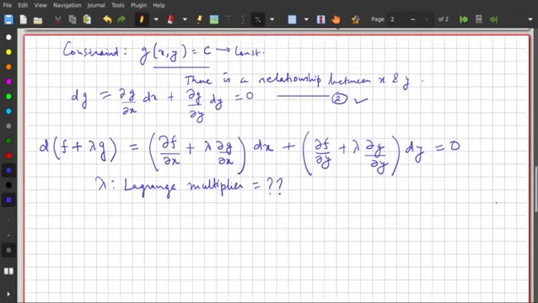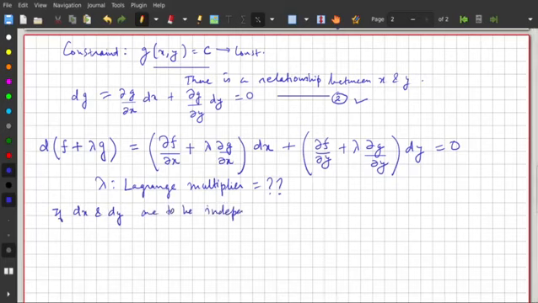Okay, and that is a Lagrange multiplier, by the way. So basically, if dx and dy are to be independent and arbitrary, then for equation 3 to hold, the coefficients of dx and dy themselves have to vanish.